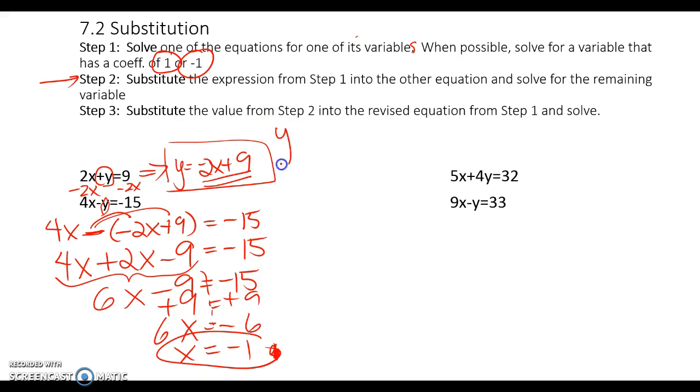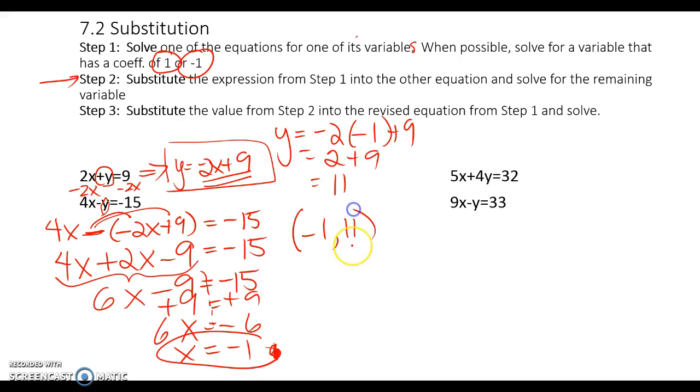So now I know that y equals negative 2 times x, which is negative 1, plus 9. Negative 2 times negative 1 is 2, plus 9 equals 11. So it looks like it's negative 1, 11. I'm going to eyeball this and say negative 2 plus 11, yep. Negative 4 minus 11. So that works because I just plugged them in here and saw that they work.